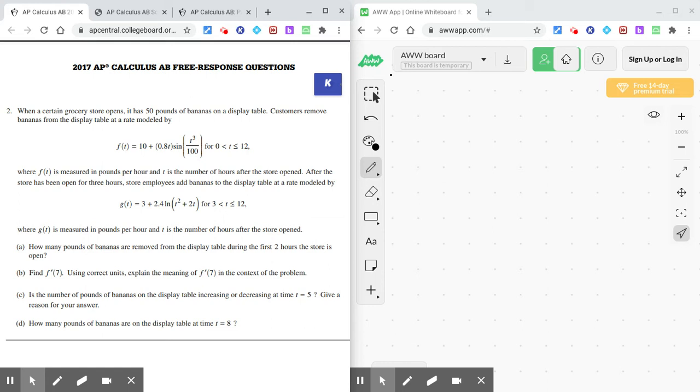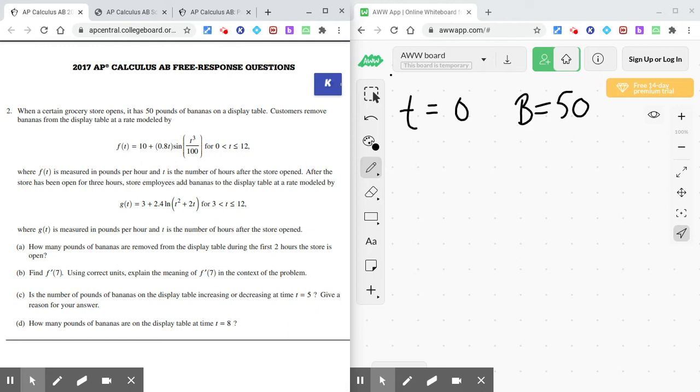So here we go. Number two, when a certain grocery store opens, it has 50 pounds of bananas on display. That right off the bat is important because that's going to be our initial condition, right? At time equals 0, I know I have 50 bananas. So I'm going to make that B equals 50 just for right now. So label it as bananas.